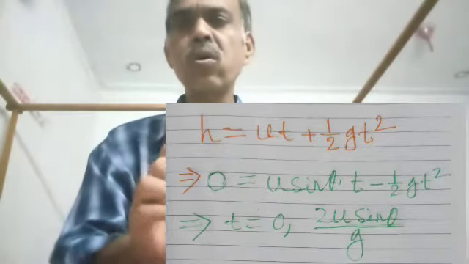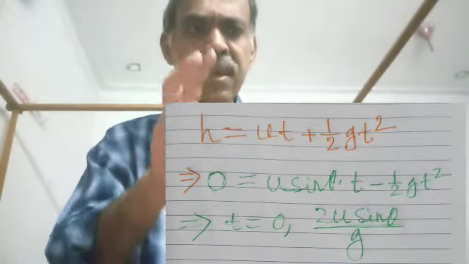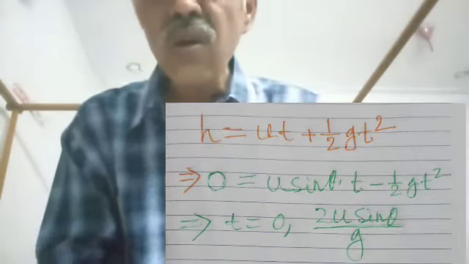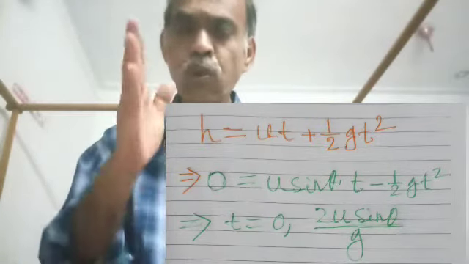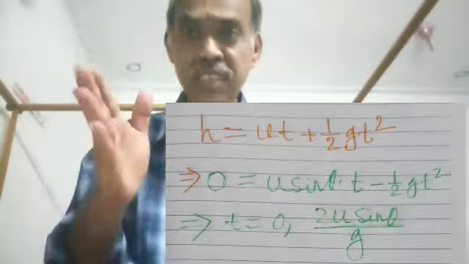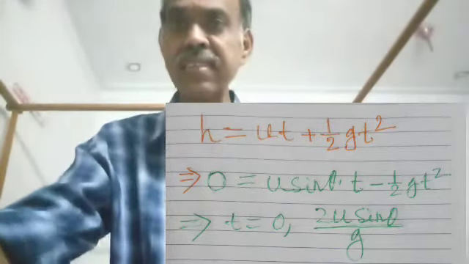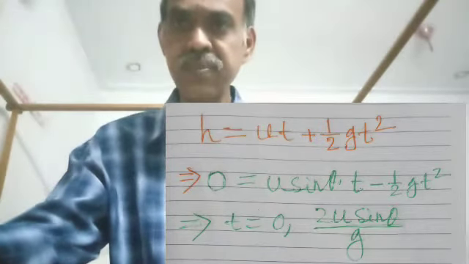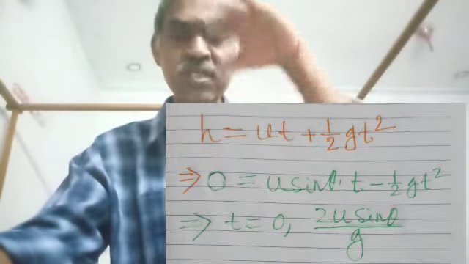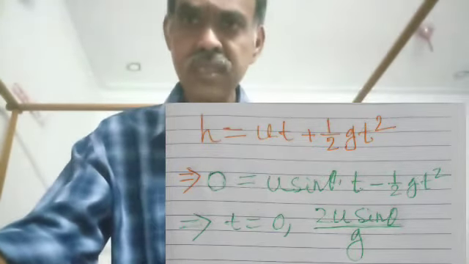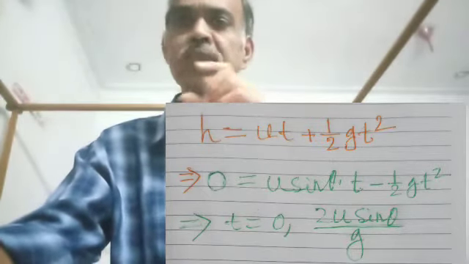So what is the explanation for two answers? t is equal to 0 because we have used zero displacement. When the particle was on the ground initially, the displacement was also 0, so the answer t equal to 0 is valid. And the second, when it moves in the upward direction and then comes back to the ground, the answer for time is equal to 2u sine theta by g.